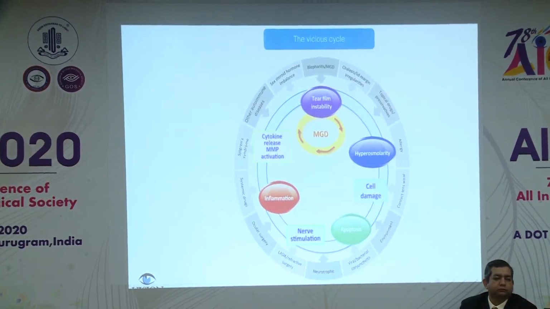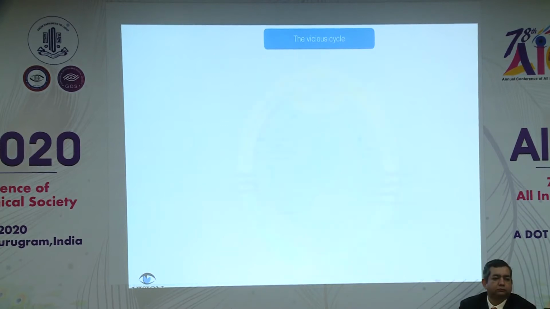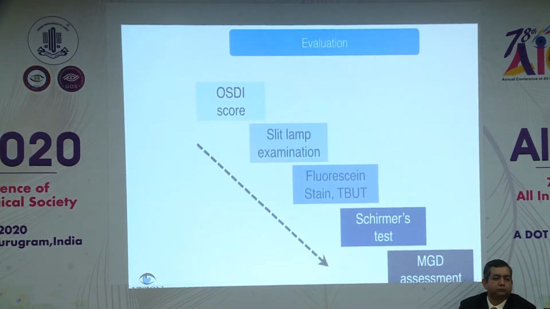This is the vicious cycle of dry eye. I'll skip this in the interest of time. The important thing is when you're evaluating a patient with evaporative dry eye, always go from the most non-invasive investigations towards the most invasive investigations, because one investigation or one form of evaluation does affect the measurement of the other.